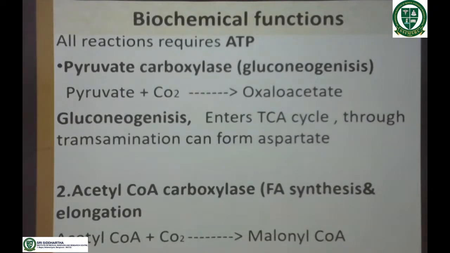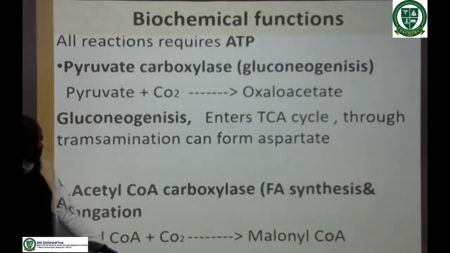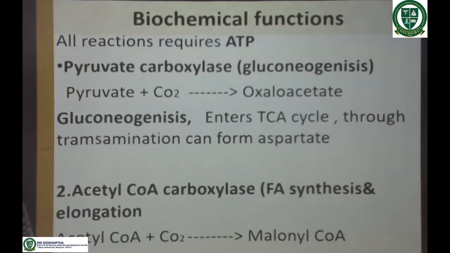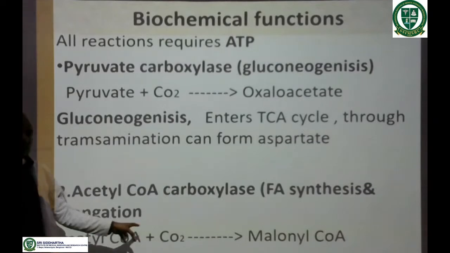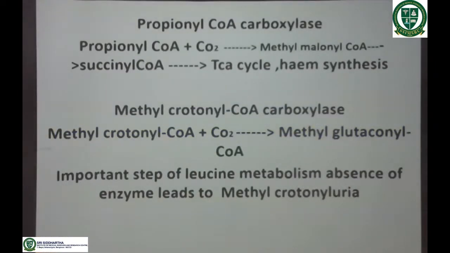The second important enzyme where we require biotin is acetyl-CoA carboxylase. This enzyme is involved in the conversion of acetyl-CoA to malonyl-CoA. This malonyl-CoA is required for the initial step for fatty acid synthesis. Suppose if there is any deficiency of biotin, there is no conversion of acetyl-CoA to malonyl-CoA, leading to decrease or inhibition of fatty acid synthesis, and there will be defective elongation of the fatty acid chain.